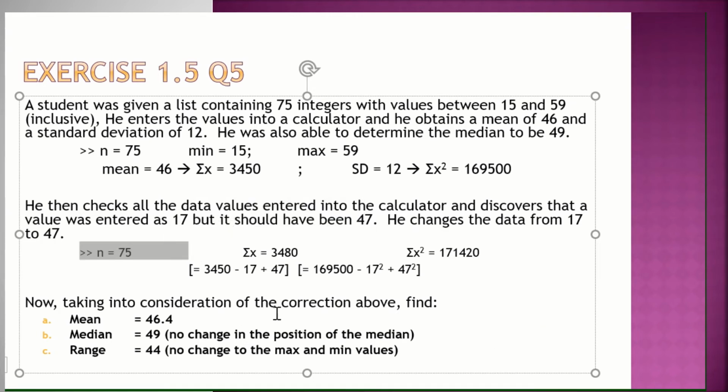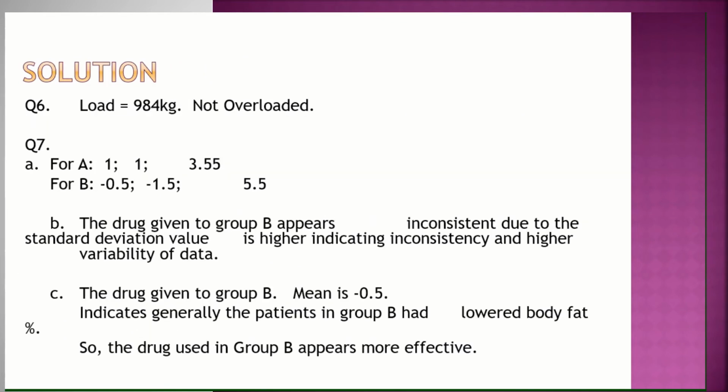Now, taking into consideration the above correction, find your new mean. I don't think that's a problem. We have found our sigma x. You find your mean. Median. The median, there'll be no change in the position. If you look into it, there'll be no change. Now, the 17 was at the beginning. You're changing it to 47. Your median will still be 49. 47 is before 49. And n never changed, so position won't change. Your range also won't change. Understand? Okay.